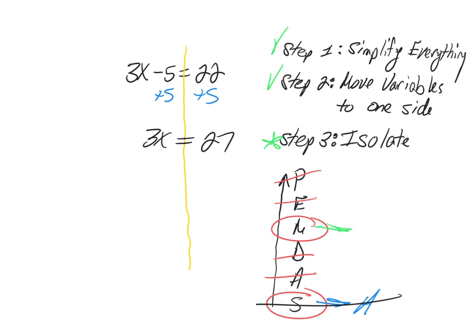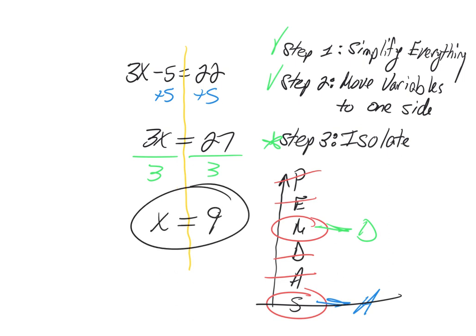And the only other one we have to get rid of now is the multiplication. And when we're multiplying, the inverse is divide. So I divide each side by 3. And 27 divided by 3 is 9. So that means that x must be equal to 9.